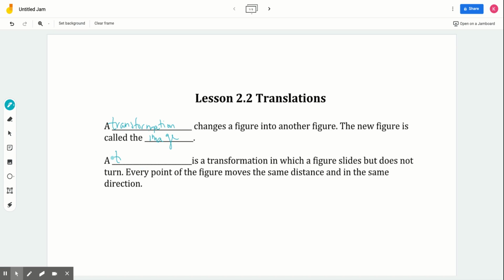A translation is a transformation in which a figure slides but does not turn. Every point of the figure moves the same distance and in the same direction. So when we are translating to find the image, we are sliding the image and it stays the same shape and size.